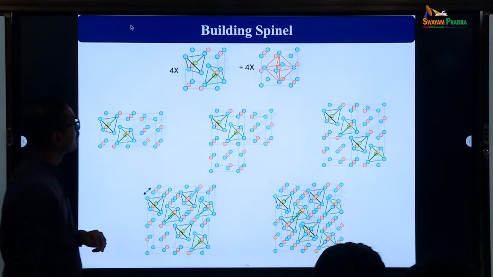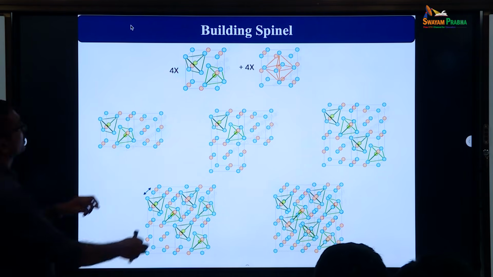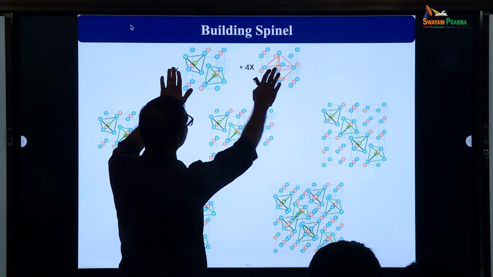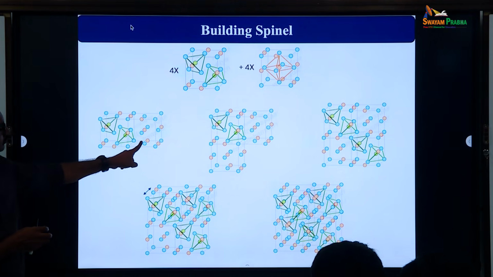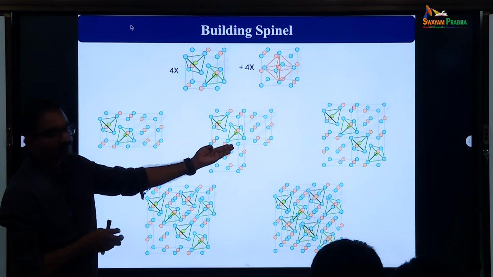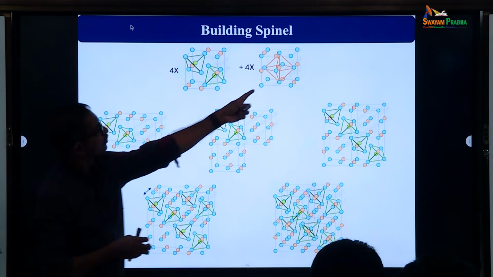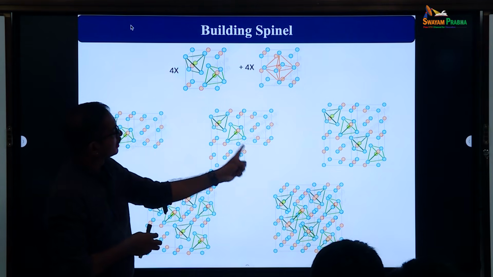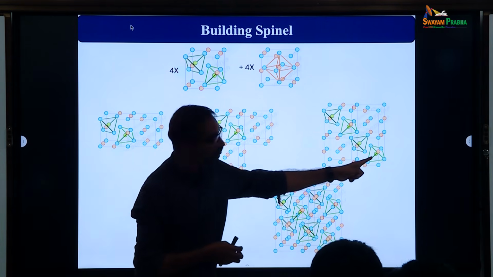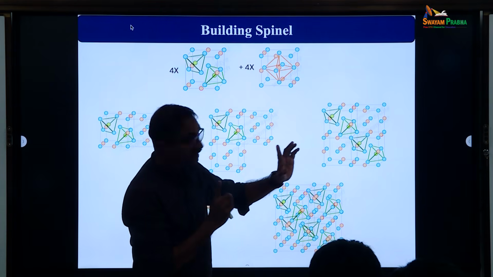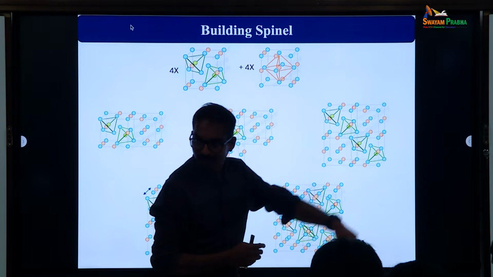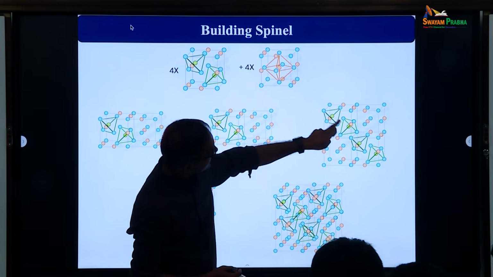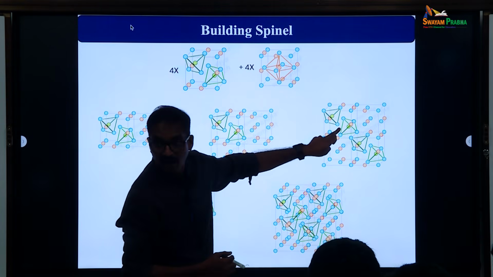Now what I am going to do is combine this and 4 units of this alternatively. You combine first these two, then combine the third one. This one you put below here, then the same thing you put here. You can clearly see all tetrahedra are aligning in one line, and between these two tetrahedra we will have octahedra and that will be empty.